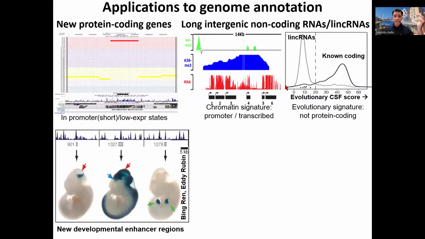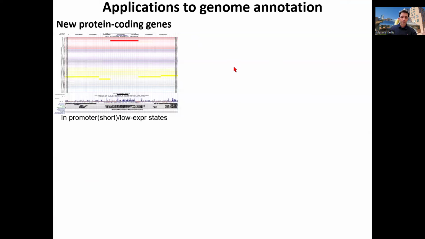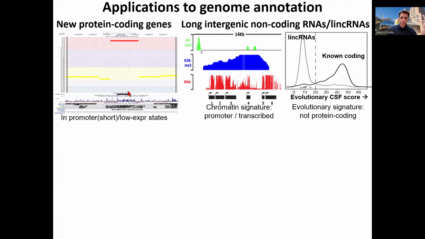This is also very exciting because we can now start annotating the genome. We could basically say, well, there's perhaps a promoter region here flanked by this active intergenic region that overlaps this high conservation region. And in these, we actually found new protein coding genes.